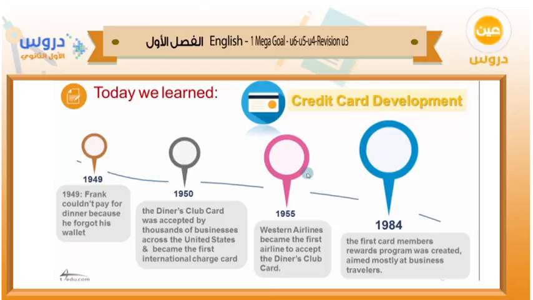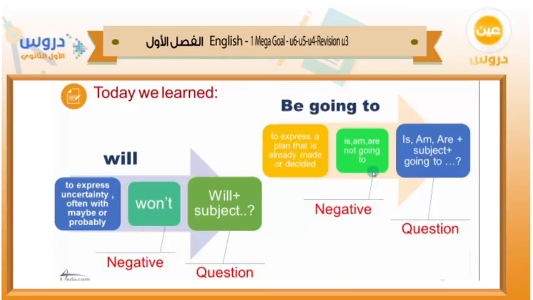And that was the timeline about the credit card development that started with Frank going to dinner and forgetting his wallet in 1949. In 1950, they made the first Diners Club card. It was accepted into many places in the U.S. Then the Diners Club started to go to other companies like airlines. Later, many businesses started to use credit cards all over the world, and new companies like MasterCard, Visa, and American Express started to go all around the world.